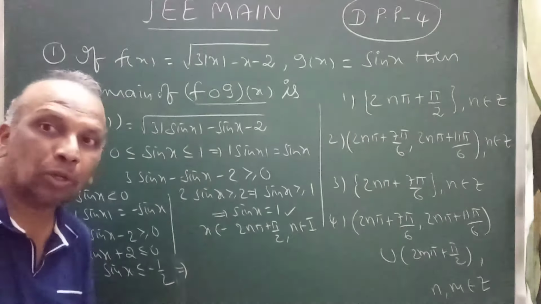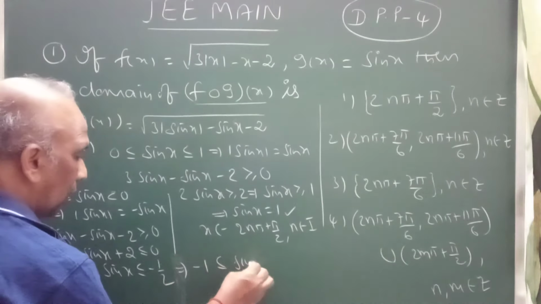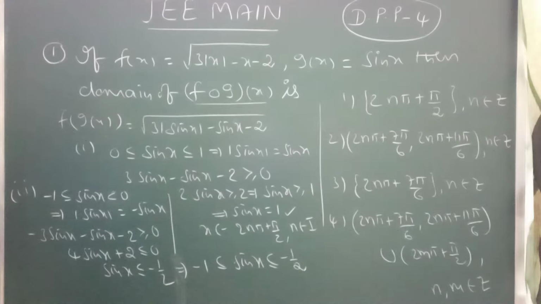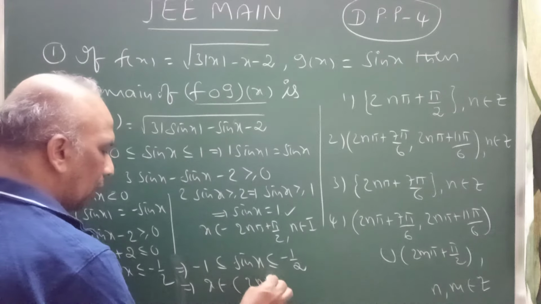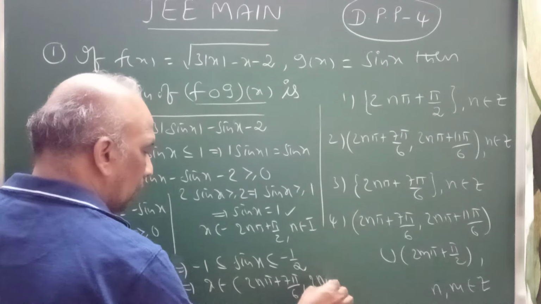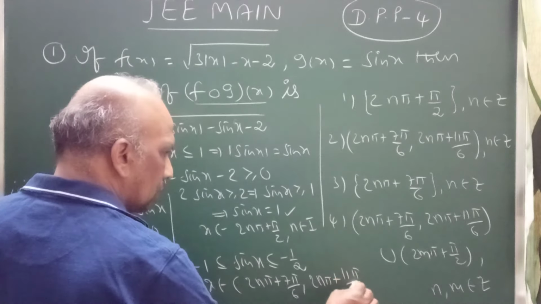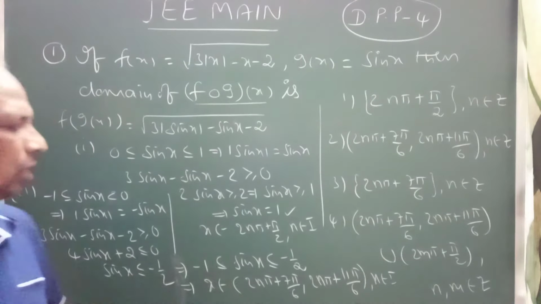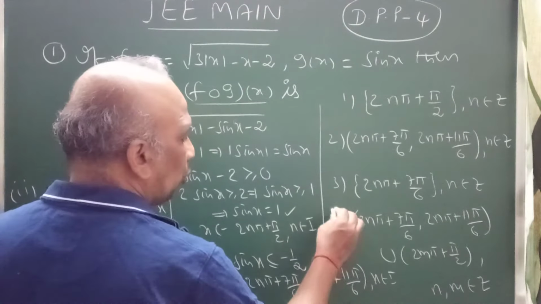But we know the minimum value of sin x is minus 1. I can conclude that minus 1 is less than or equal to sin x less than or equal to minus 1 by 2. Correct. So this is possible. According to the given options, x belongs to 2n pi plus 7 pi by 6, 2n pi plus 11 pi by 6, n belongs to integers. Looking into the answers, only the fourth option is the answer.